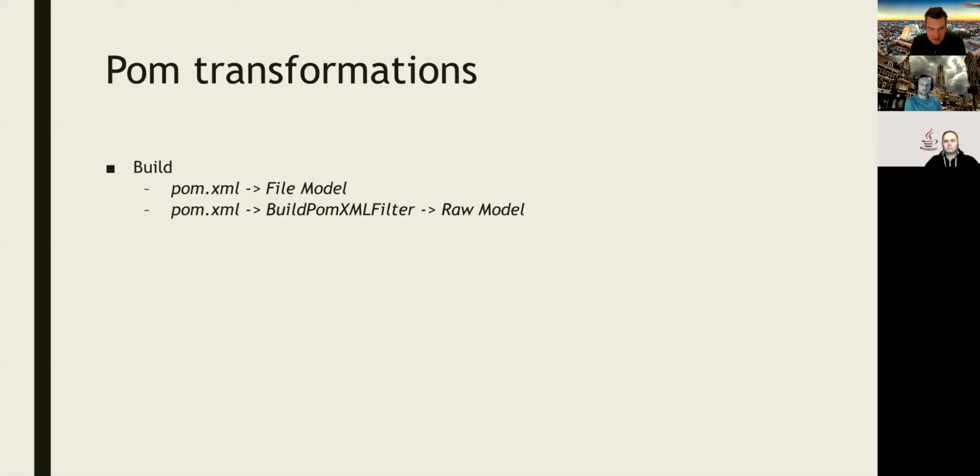This will change a little bit. What will happen is, first you will read the file model, and then it will read a second time with this build POM XML model, and that will result in a raw model, as you would normally have. So it is an extra step, and I will explain a little bit later why that is necessary.